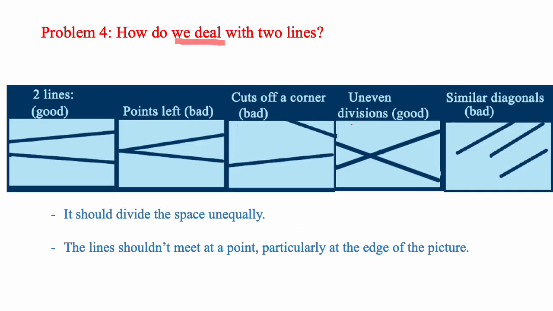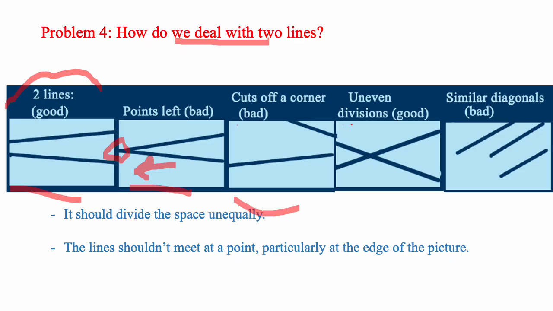Here's another problem. How do we deal with two lines in a painting? So here we have two lines, and it divides the image into three parts, and we want the spacing again to be unequal, so this is fine. But this one is not fine because they meet at a point, and it looks like they're pointing out of the picture, which is a very bad message to send. And you particularly don't want to have this point on the edge of the paper because it attracts our attention.